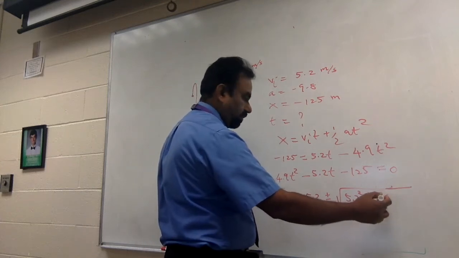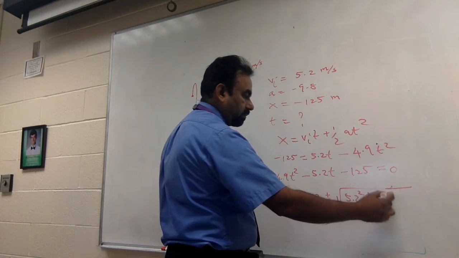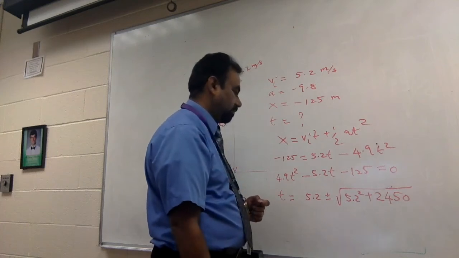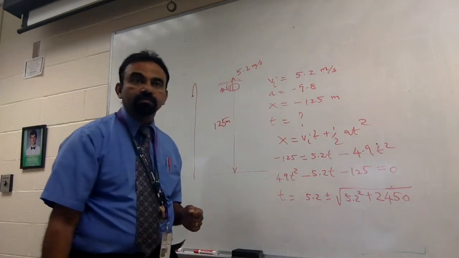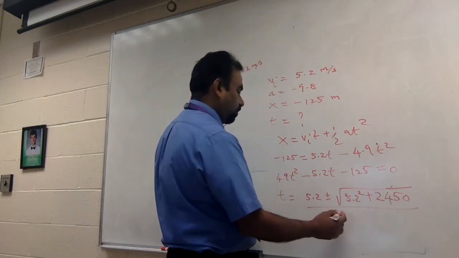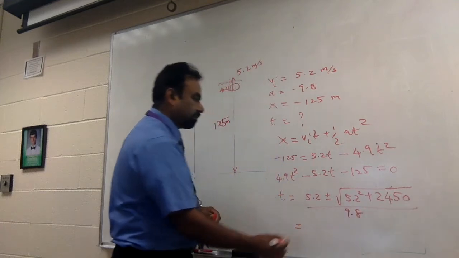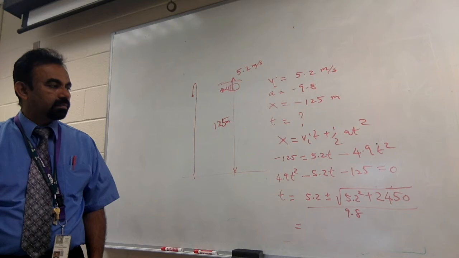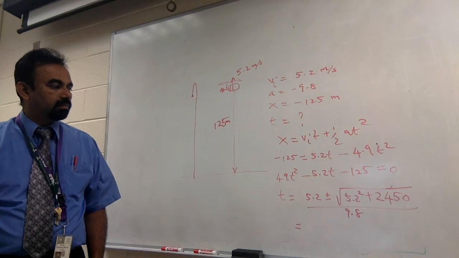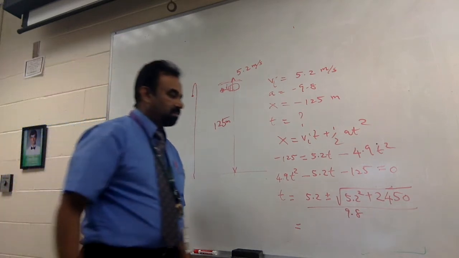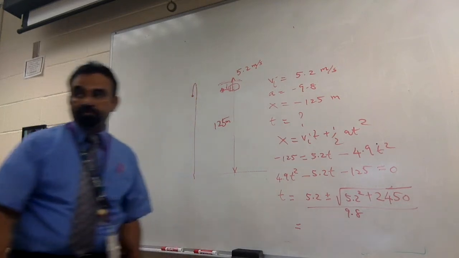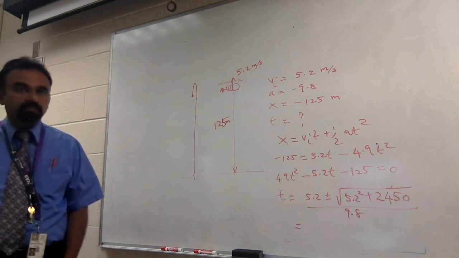What is it, 244? Divided by 2a. And then you get two times. You just have to knock off the negative time and take the positive time. You understand this? Take the positive time.